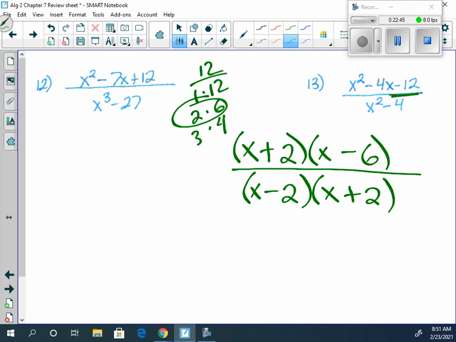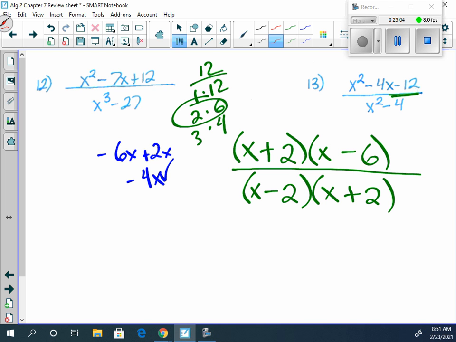And now that we have this, we could go through and check to see if this works by distributing. We would get x times negative 6 would be negative 6x, plus 2x, which would give us negative 4x, which is our middle term. So that does work out. So these are the factors.